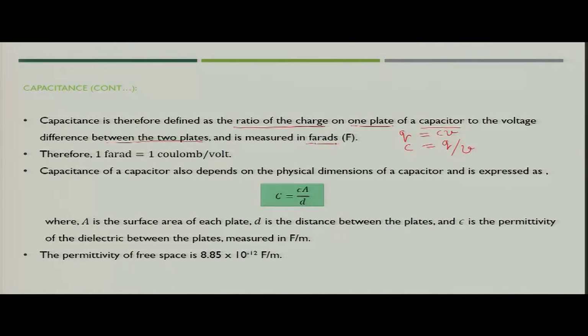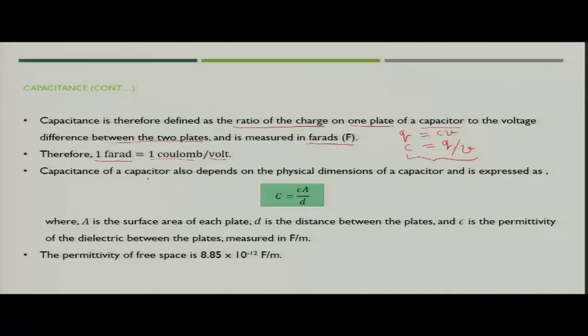Now, it is measured in farads. What is the value of 1 farad? 1 farad is nothing but 1 coulomb per volt. You can see from here, Q is measured in coulomb, so 1 farad is nothing but 1 coulomb per volt.